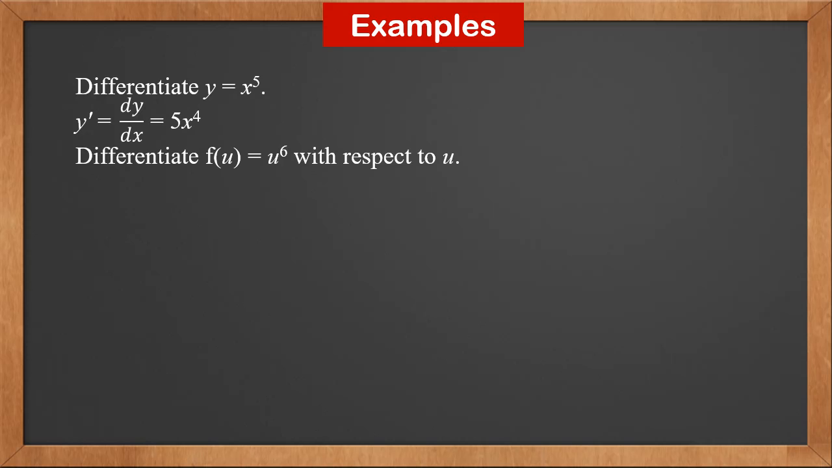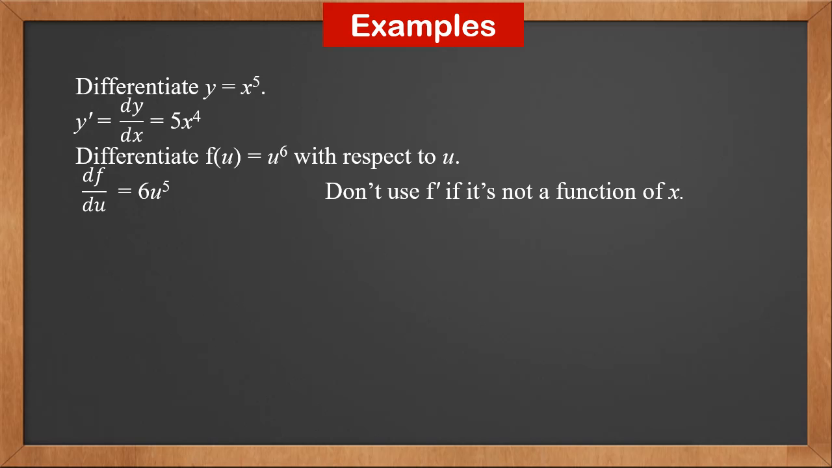Differentiate f of u equals u to 6 with respect to u. This time, we write df over du, instead of f dash. We use f dash when it's a function of x. If it's not x, we use the d notation. Using the formula, we know df over du is 6u to 5. Pay attention to the notations here.